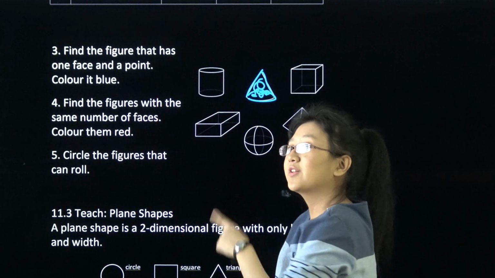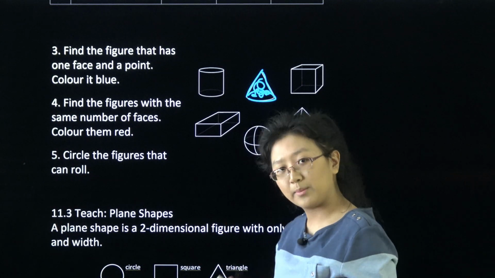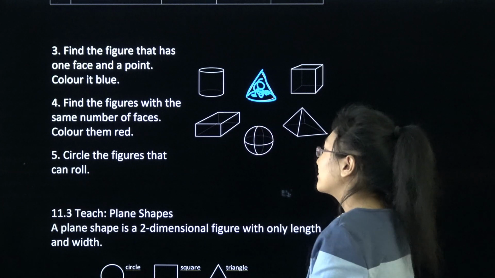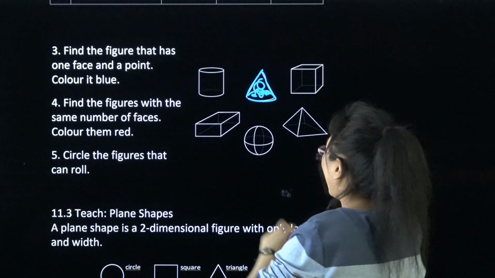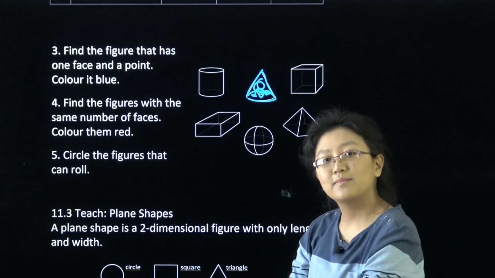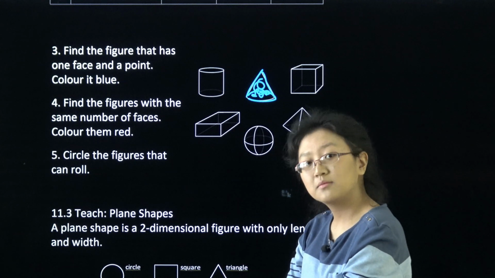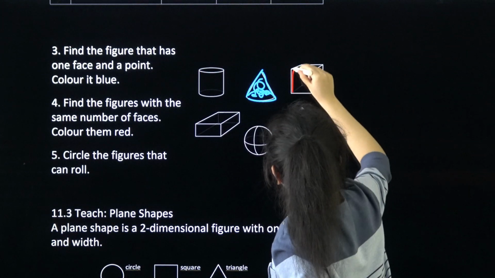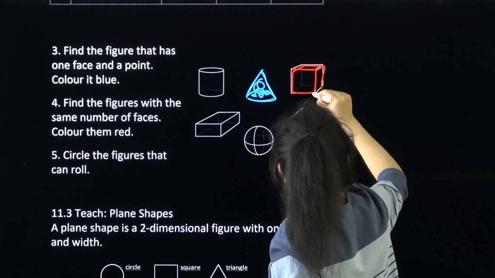Question number 4 asks us to find the figures with the same number of faces and color all of them red. So we mentioned that this one has 1 face, this one has 2 faces, this one has no faces, and this one has 5 faces. And these 2 both have 6 faces. Is 6 the same number of faces as 6? Yes. Now let's color these guys red. Woo! Because the question tells us to.